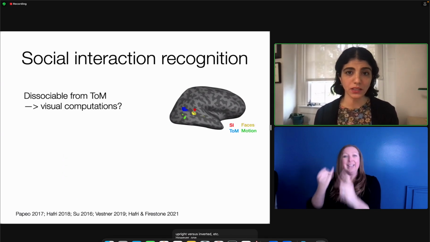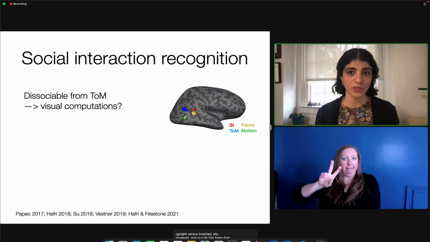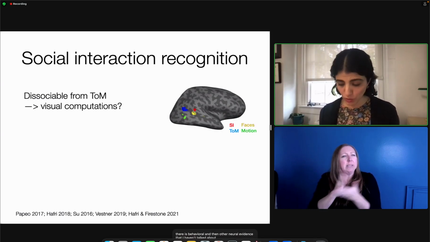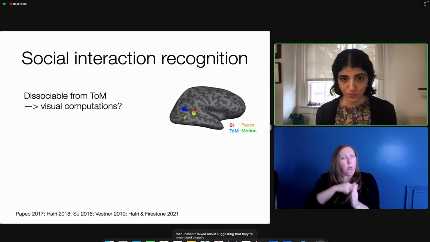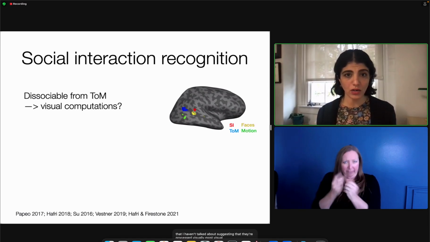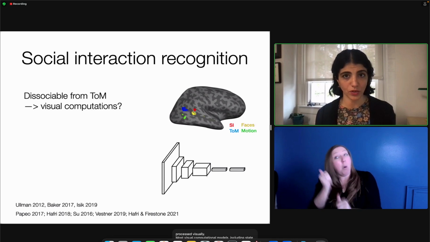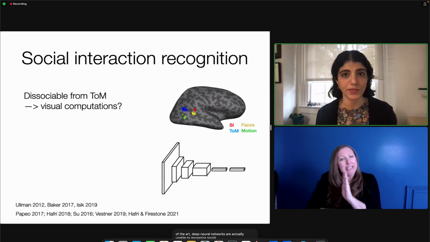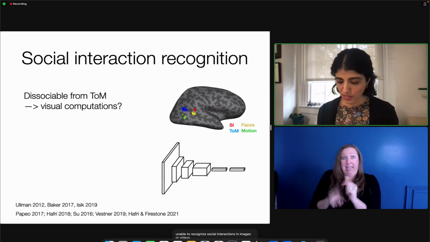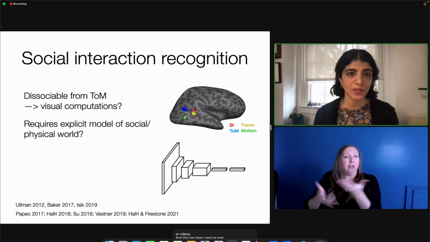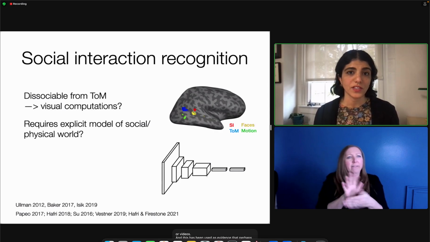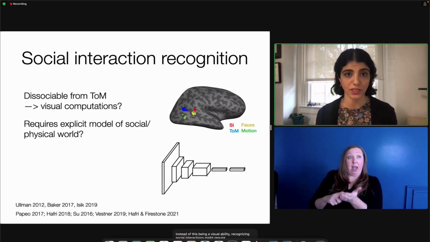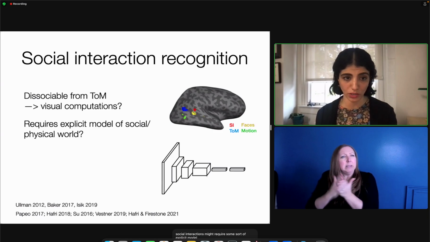However, one puzzle has been that even though there is behavioral and other neural evidence that I haven't talked about suggesting that they're processed visually, most visual computational models, including state-of-the-art deep neural networks, are actually unable to recognize social interactions in images or videos. And this has been used as evidence that perhaps instead of this being a visual ability, recognizing social interactions might require some sort of explicit model of the social or physical world.